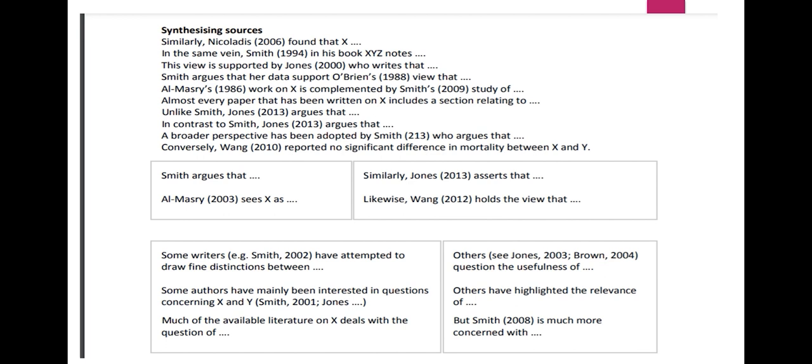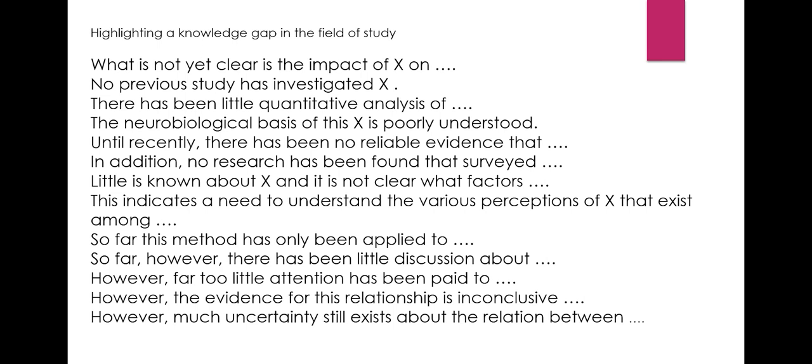Okay, and so you have some charts here, and here, synthesizing sources. I also gave you an example of highlighting a knowledge gap in the field of study. In the CARS model, creating a research space, the middle thing is creating a knowledge gap. Everyone else has done this kind of research; I'm going to do something else. What is not yet clear is the impact of X on. No previous study has investigated X. There's been little quantitative analysis of.